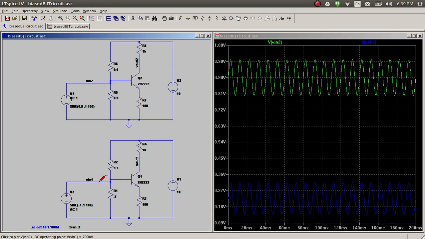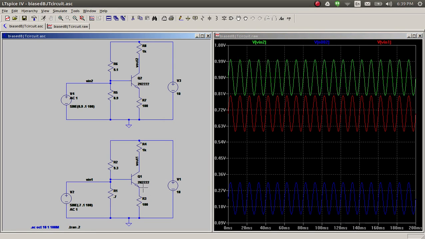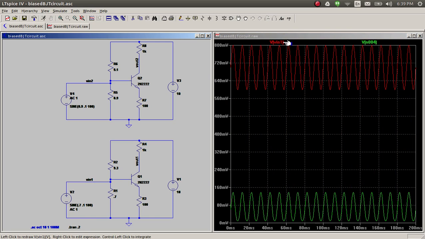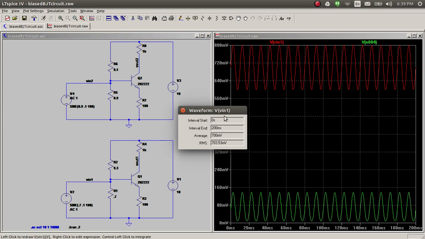If I look at the second plot, then if I look at its control and left click, I see that the input average that I gave was 700 millivolts, and this one is 66 millivolts. So again a difference of some 600 odd, 650 odd or less than that millivolts.